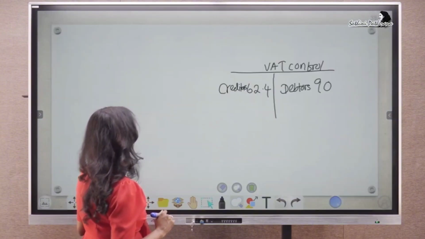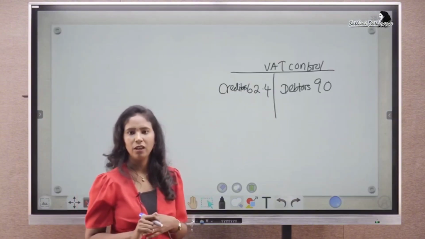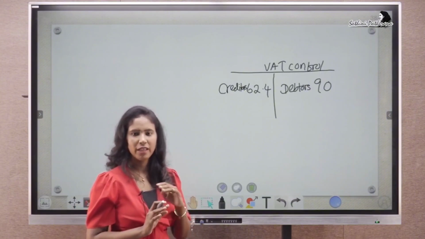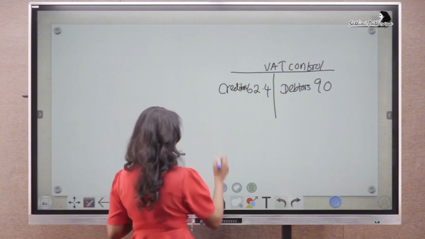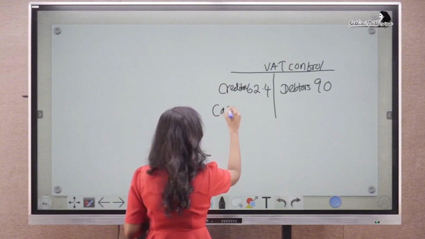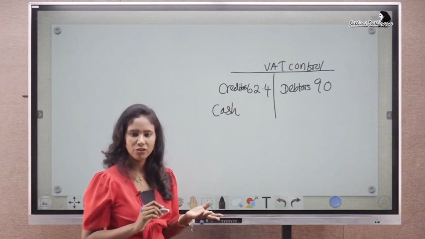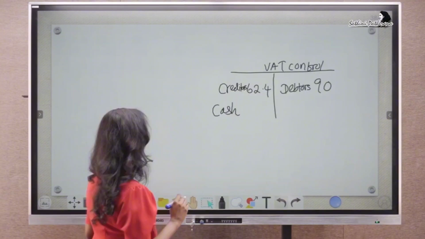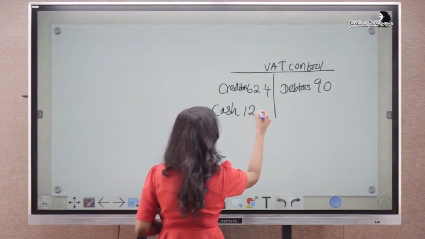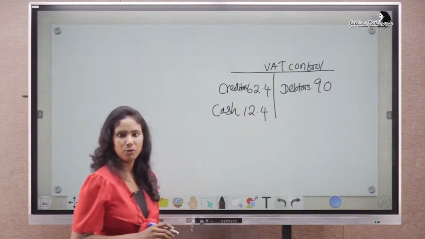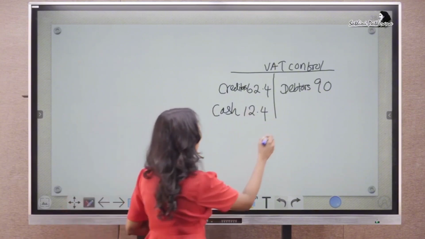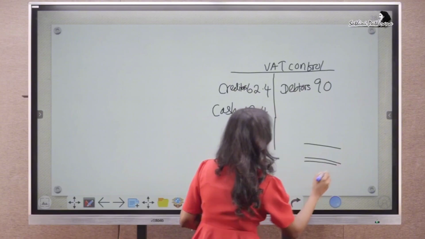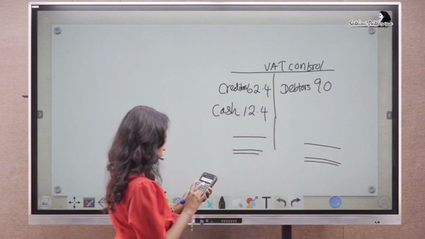If it is any kind of payment, you should credit your cash. If it's a payment, cash credit, so then VAT control debit, the VAT paid amount. The cash paid amount, cash credit, and again VAT control debit. We have paid 12,400. So we can write like this, 12,400 the paid amount. Now we can calculate the closing balance.